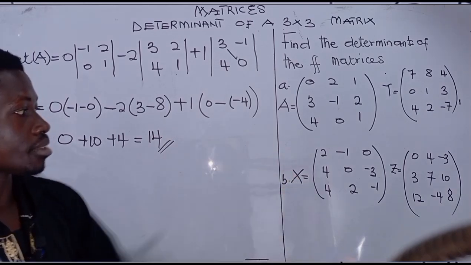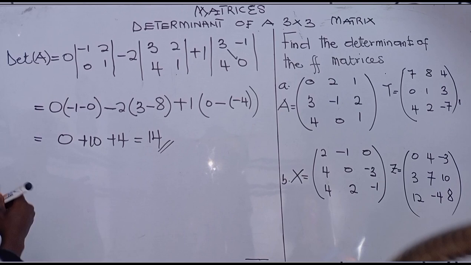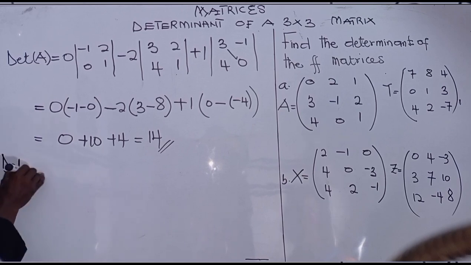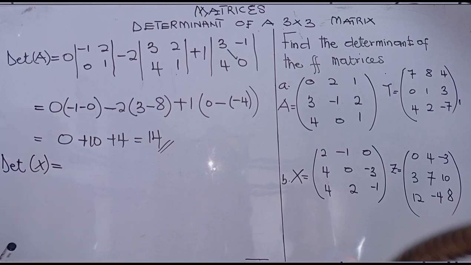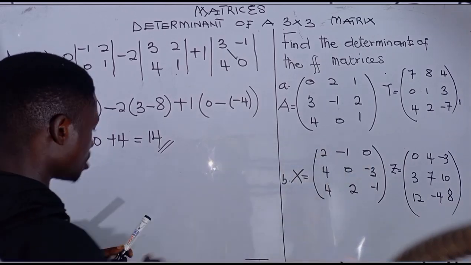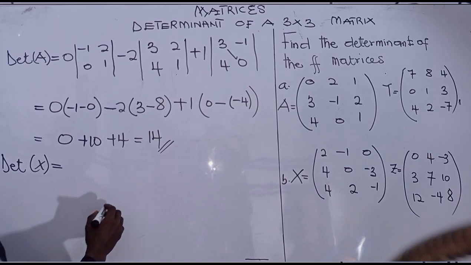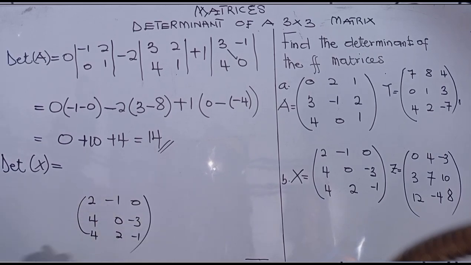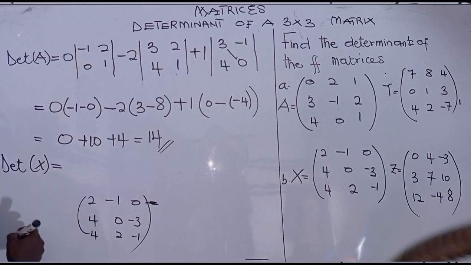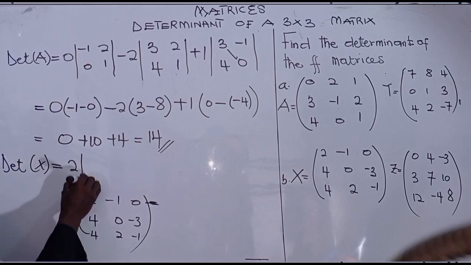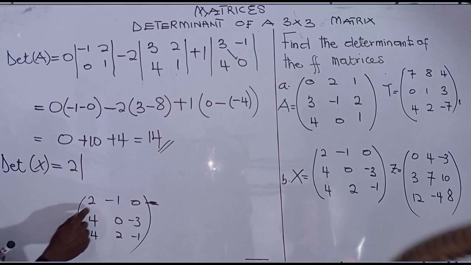Let's look at matrix X. So we want to find the determinant of what? Matrix X. So with that, we are going to pick any of the rows. Let me rewrite the matrix here. So we are going to pick the first row, and then we are going to multiply each entry on that row by its cofactors. So this is the first entry. So we have 2, and then we are going to collapse the first row and then the first column.